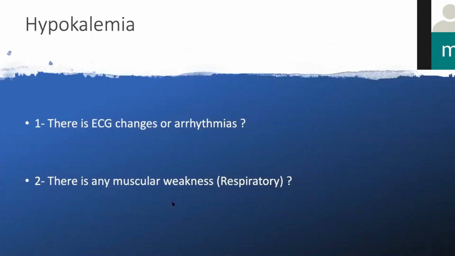So again, the same approach. If I face a patient who is hypokalemic, as an emergency physician I should ask myself two important questions. They will direct me and decide how urgent and how emergent my intervention is. Are there any ECG changes or arrhythmias, or is there any muscular weakness, specifically respiratory? Evidence of one of those will mandate an emergency-based correction and urgent action.